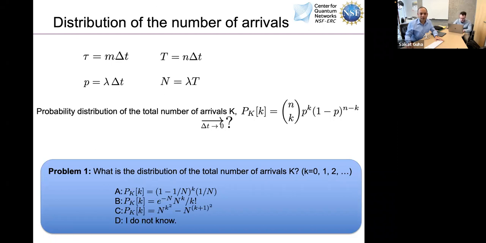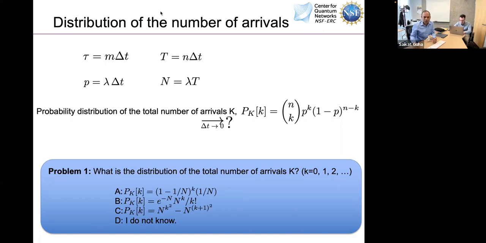All right, so B has the largest, and that is the correct answer. So B is the right answer. The distribution is a Poisson distribution. The binomial distribution approaches the Poisson distribution when you make those time steps tiny. So that's great. Thank you so much.